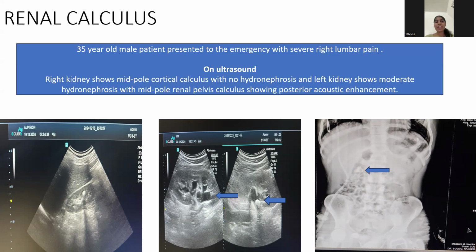But on the left side, we are able to see that the kidney is enlarged and echogenic, and the pelvicalyceal system is dilated, presenting as mild hydronephrosis. There's a mid-pole renal pelvis calculus which is noted. We are able to see the similar thing on the X-ray on the right, where the right kidney is showing the renal pelvis calculus.